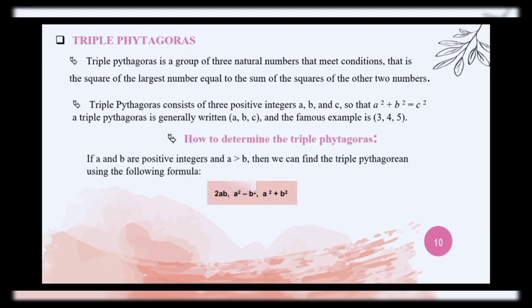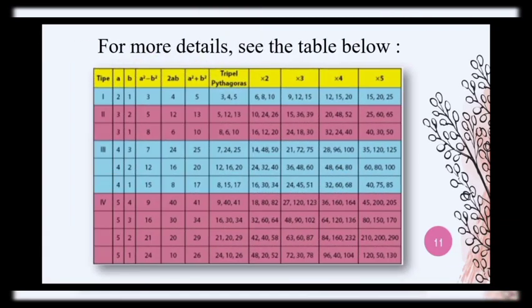How to determine the Pythagorean triple? If a and b are positive integers and a is greater than b, then we can find the Pythagorean triple using the following formula: 2 times a times b, comma, a squared minus b squared, comma, a squared plus b squared. For more details, see the table below.